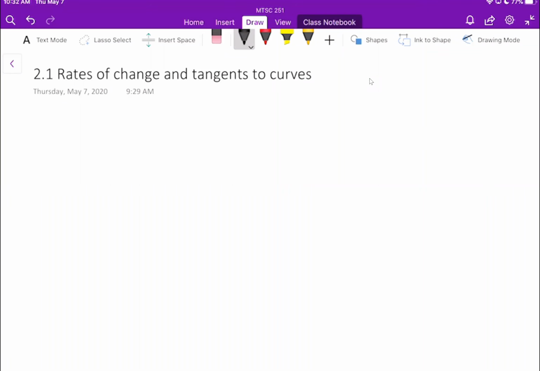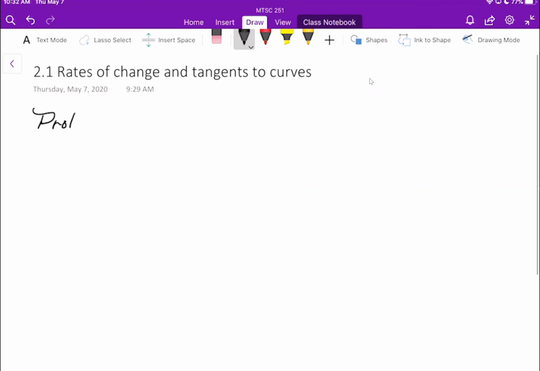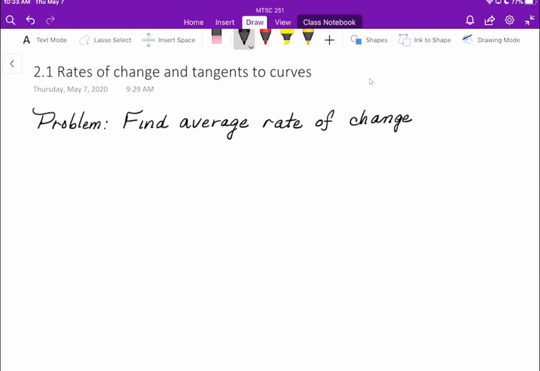We wish to find the average rate of change of a function over a particular interval. So here's the problem. Find the average rate of change of f of x equaling x squared minus 3x over the interval 1, 4.